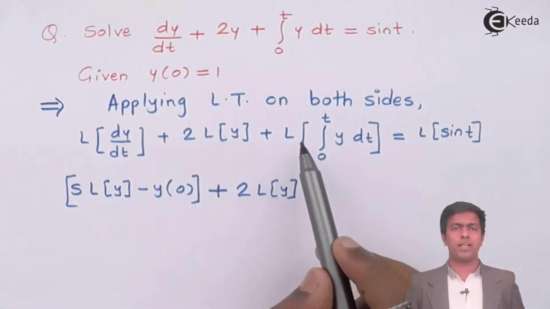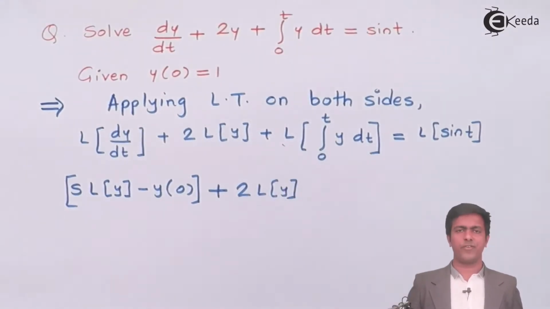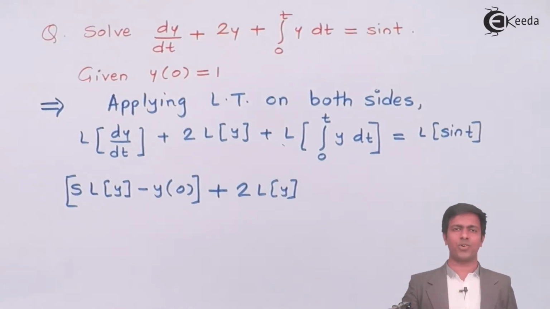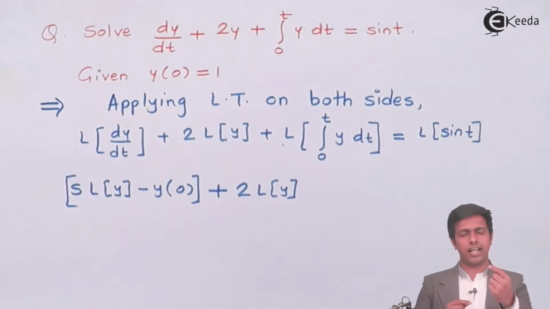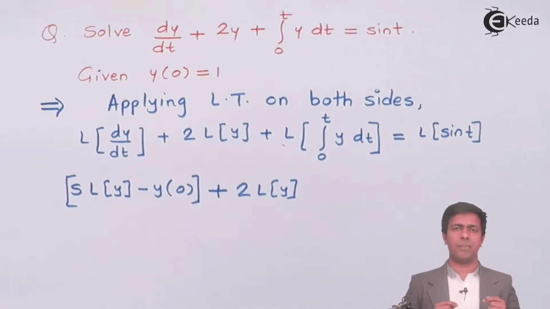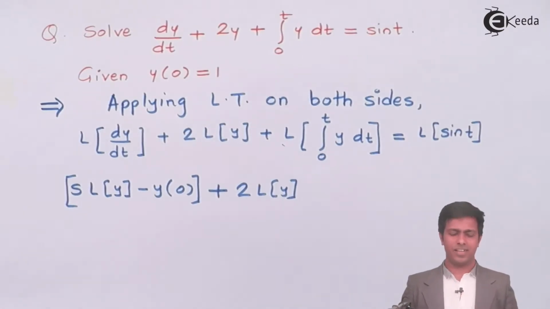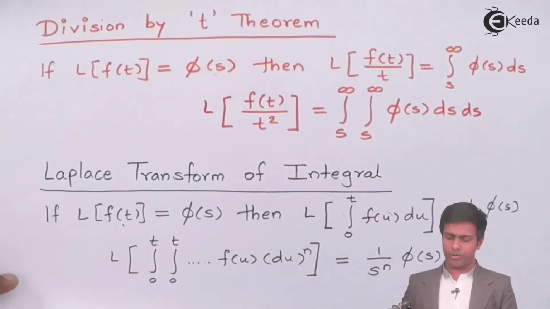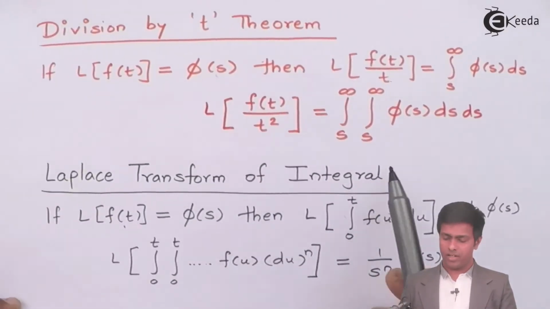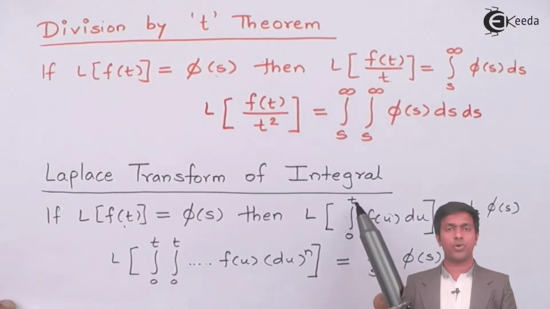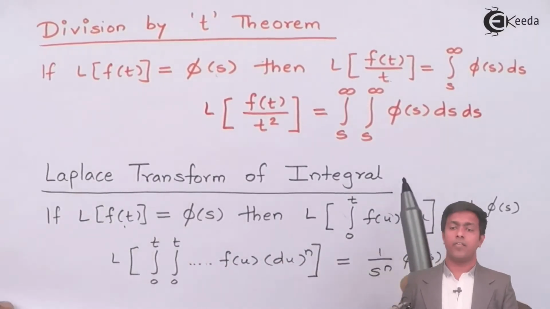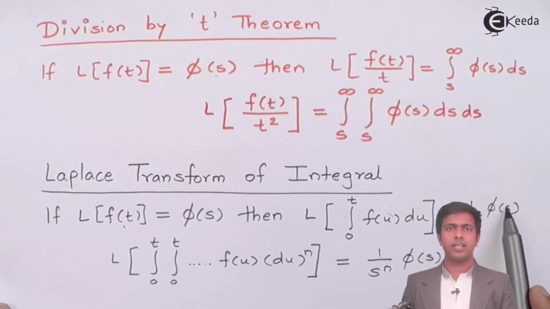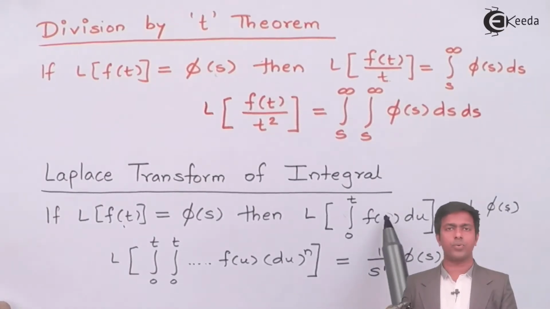Next, what is the Laplace transform of this? If you see the function carefully, there is an integration from 0 to t, and it is again one of our properties, called Laplace transform of integral. Let me show you that also. According to the property of Laplace transform of integral, if it is integration from 0 to t, the answer is given as 1 upon s into phi of s, where phi of s is the Laplace of f of u.